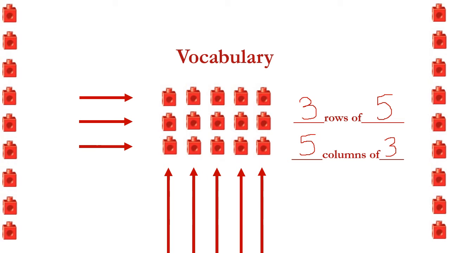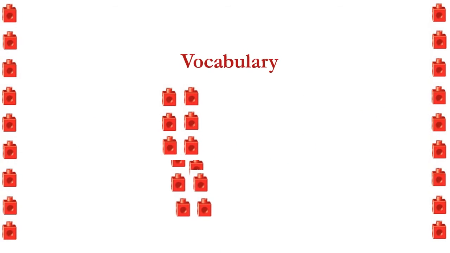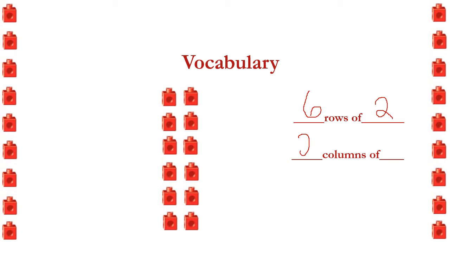Okay, let's try one more. Okay, blank rows of blank. Have you figured it out? It's 6 rows of 2, or 2 columns of 6.